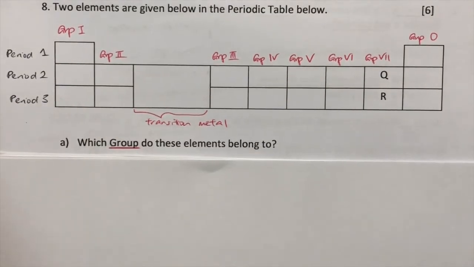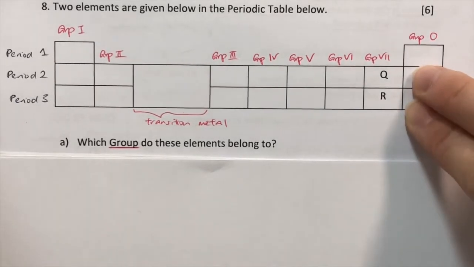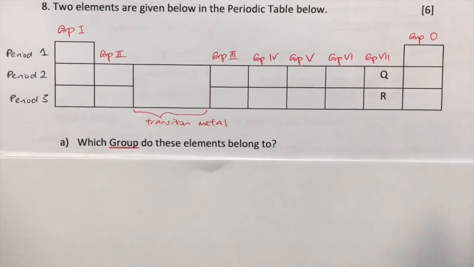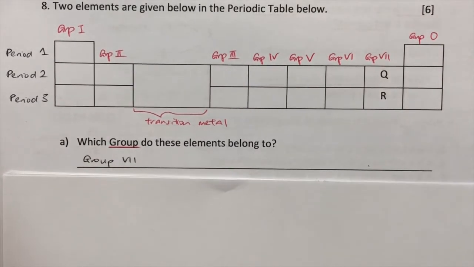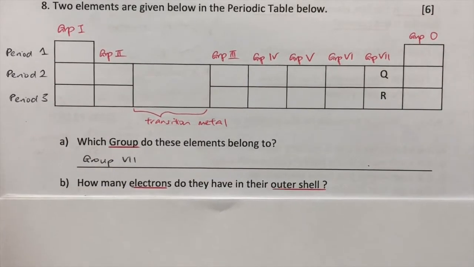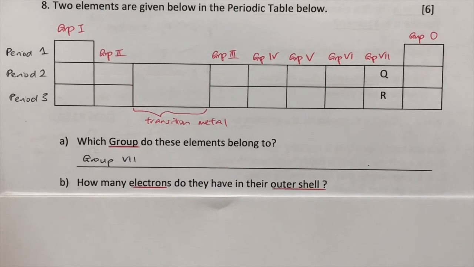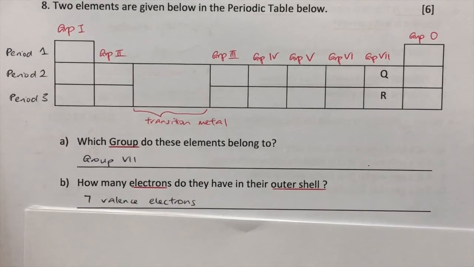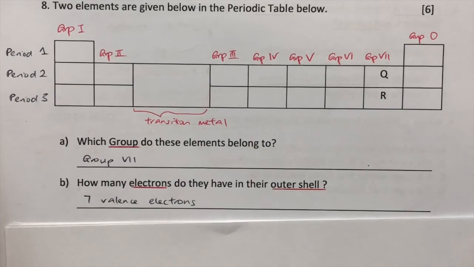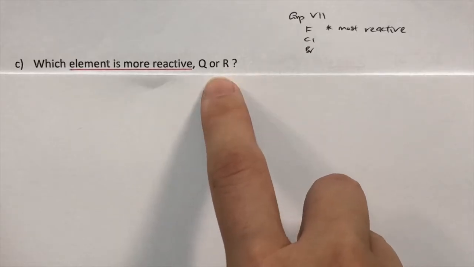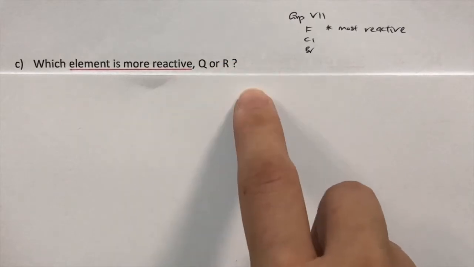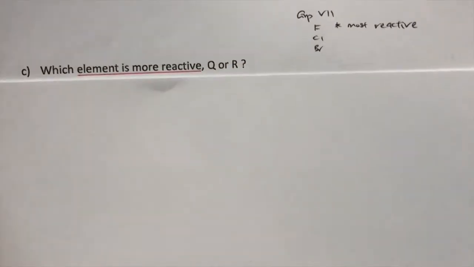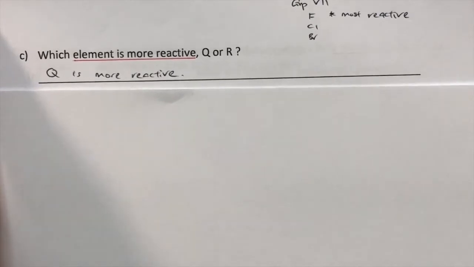The question says, which group do these elements belong to? And the two elements they're referring to are Q and R. So therefore, Q and R belong to group 7, in Roman numerals. And next question, how many electrons do they have in their outer shell? So if it's group 7, the outer shell refers to the valence electrons. So group 7 will have 7 valence electrons. It shows that Q is on top of R, so therefore, Q will be more reactive.